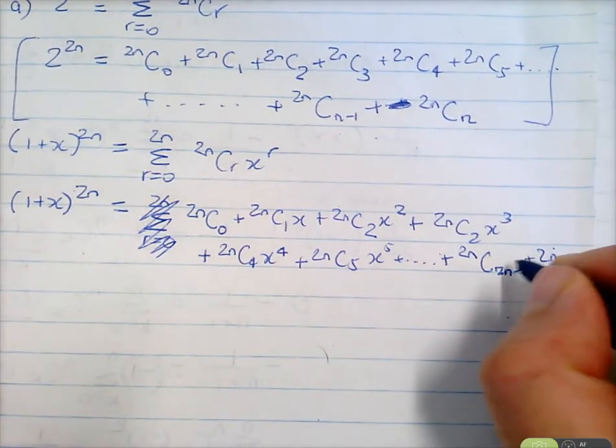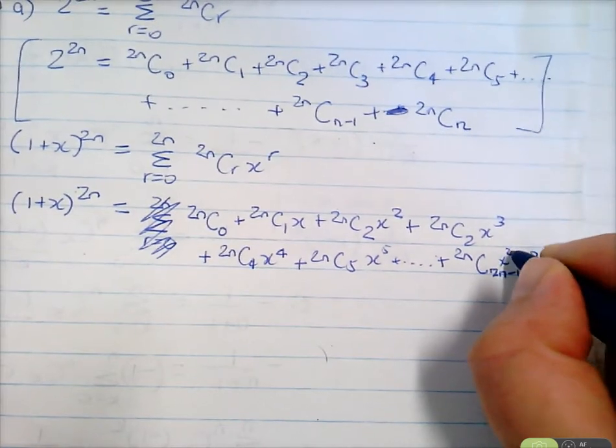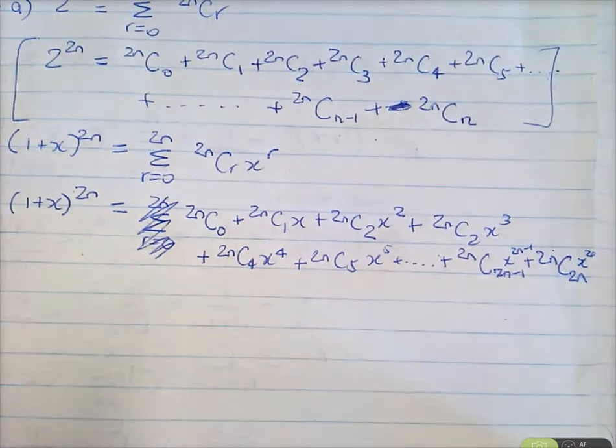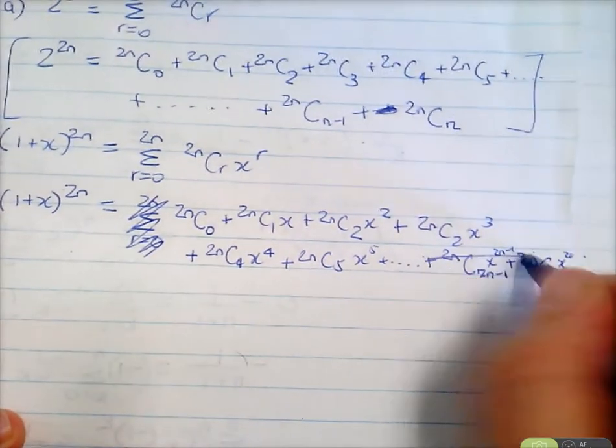Sorry, this is x^(2n-1), and that's x^(2n). Oh, geez, you can't read that. So, wait, I'll write them again.